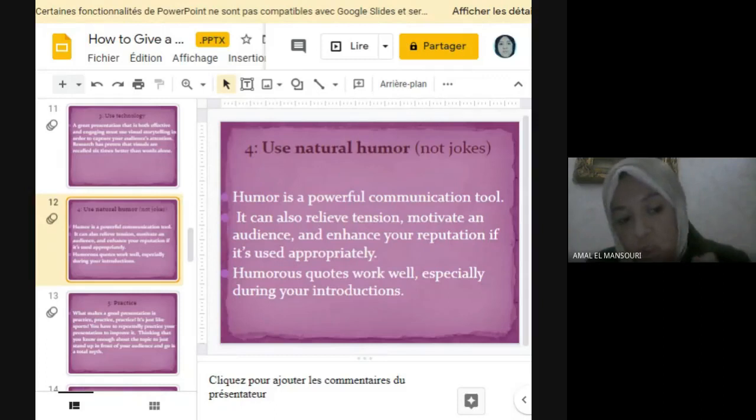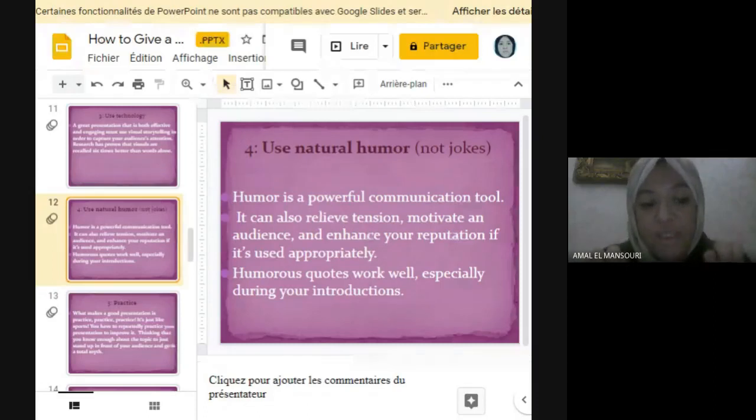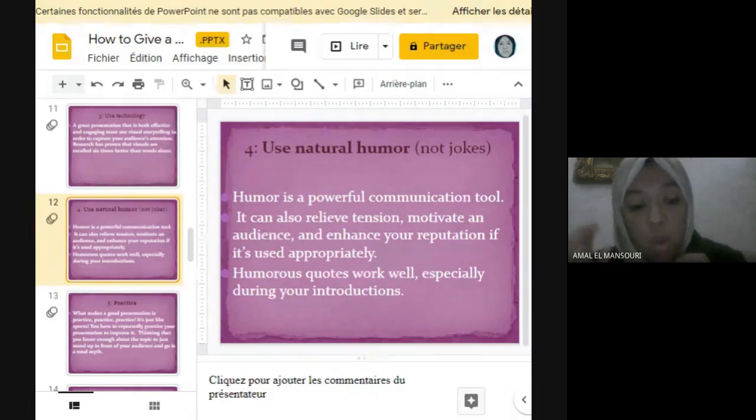Now let's move to the use of humor during a presentation. So humor is a powerful communication tool. It can also relieve tension, motivate an audience, and enhance your reputation if it is used, of course, appropriately. Humorous quotes work well, especially during your introduction.